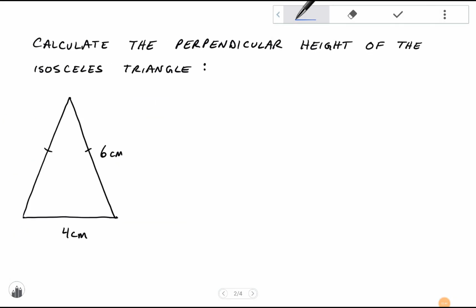Let's look at a second example here. Calculate the perpendicular height of the isosceles triangle. Okay, so isosceles means two lengths are the same, and here they are. This is marked saying this is 6 centimeters and this is 6 centimeters. The base in this case is 4 centimeters. So we can't do much unless we have a right triangle. So we'll need to create a right triangle.